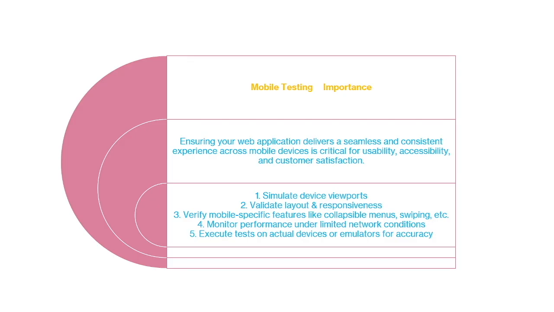So this is a different way of looking at it. Mobile device testing importance: ensuring your web application delivers a seamless and consistent experience across mobile devices is critical for usability, accessibility, and customer satisfaction. First, we simulate device viewports. Second, we validate layout and responsiveness. Third, we verify mobile-specific features like collapsible menus and swiping. Fourth, we monitor performance under limited network conditions. Fifth, we execute tests on actual devices or emulators for accuracy.